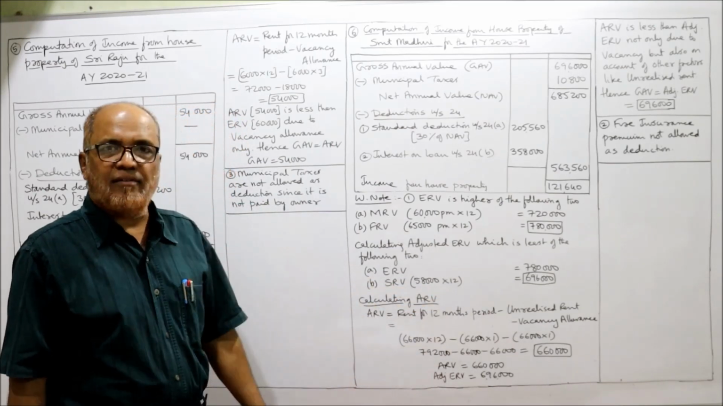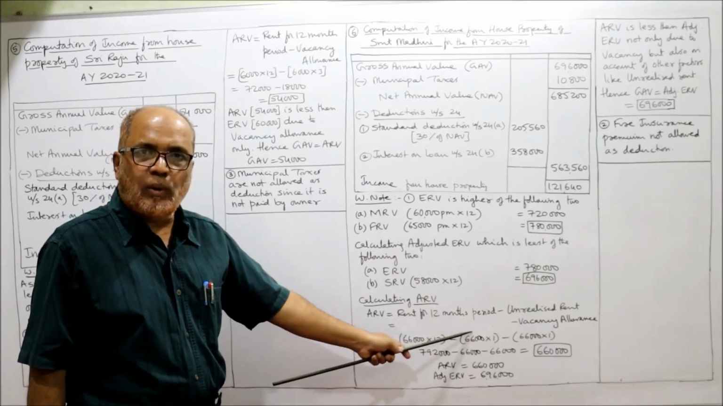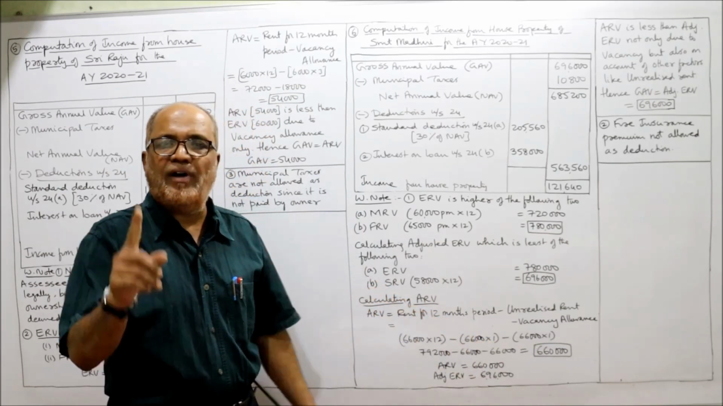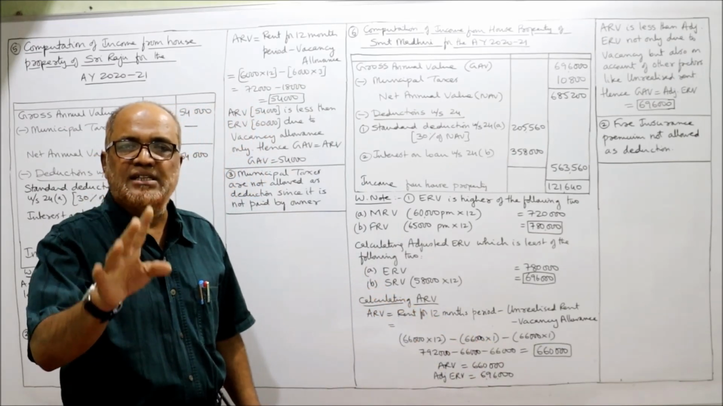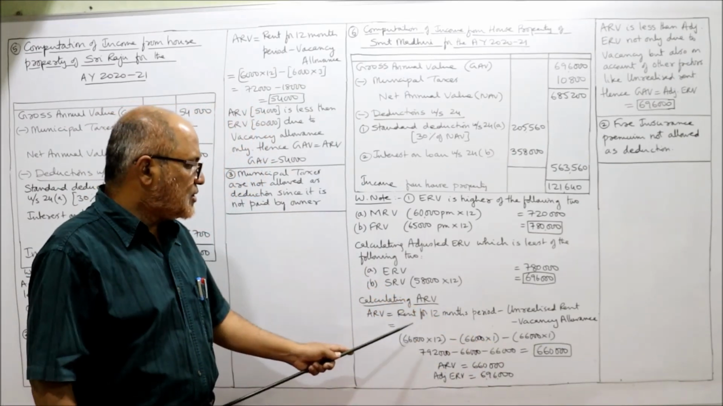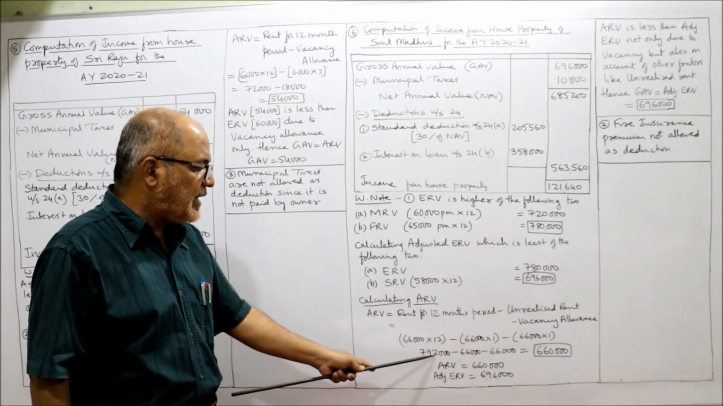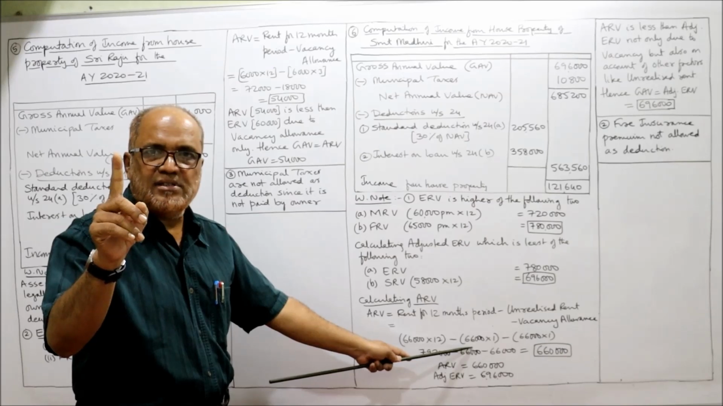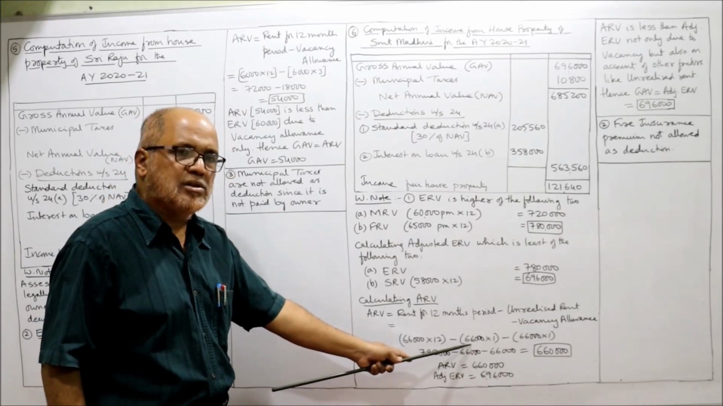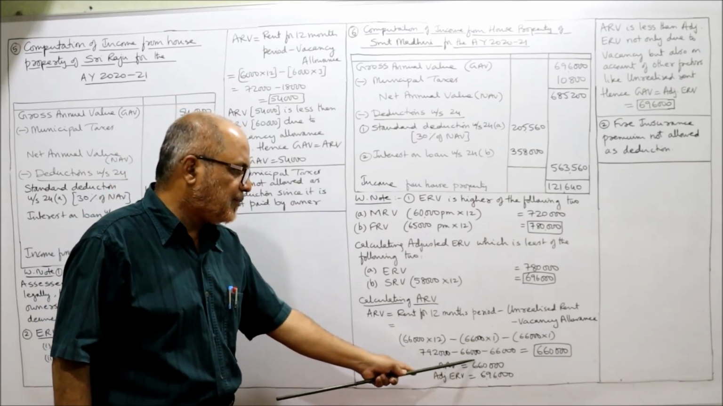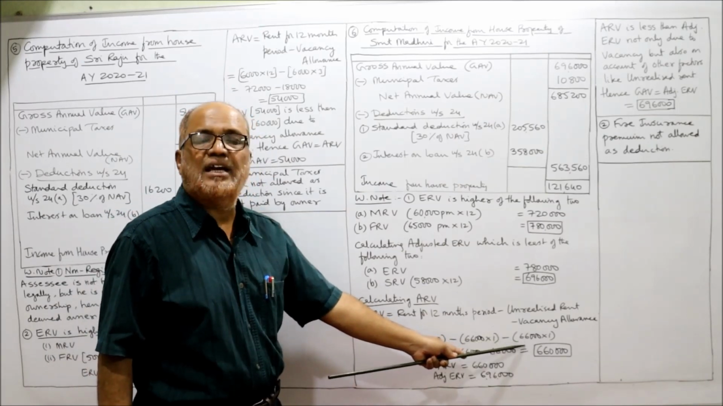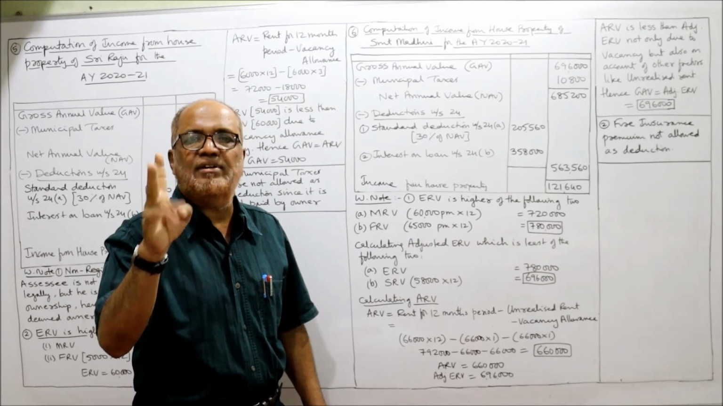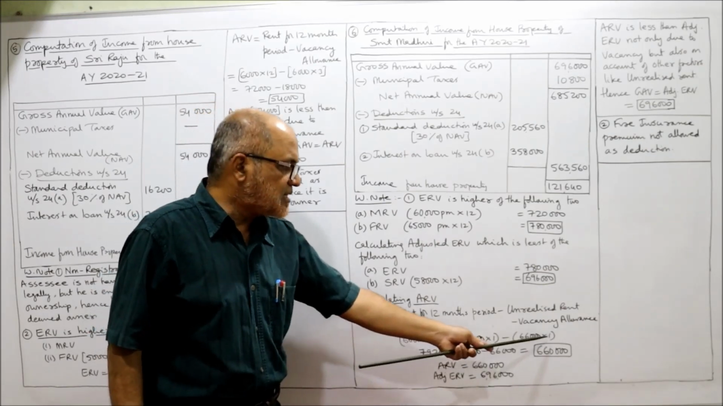Then calculating the ARV. ARV is equal to rent for 12-month period minus unrealized rent minus vacancy allowance. 1 month is the vacant period, 1 month is the unrealized rent. So 66,000 into 12, 7,92,000, minus 1 month vacancy allowance. 1 month rent is 66,000, so 66,000 into 1. Similarly, unrealized rent 1 month, vacancy allowance 1 month. So 66,000 into 1.